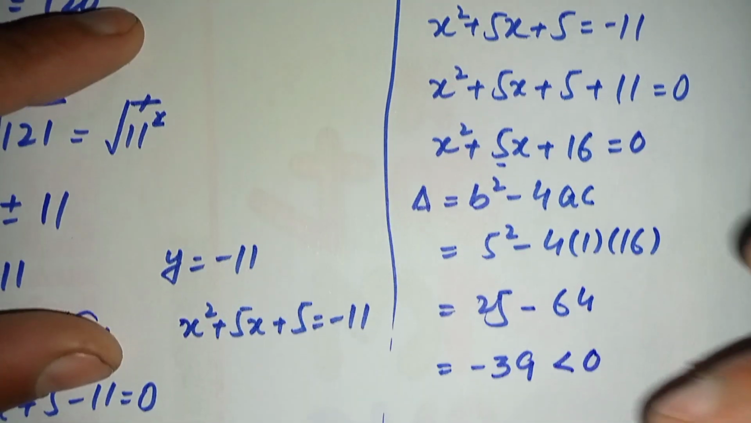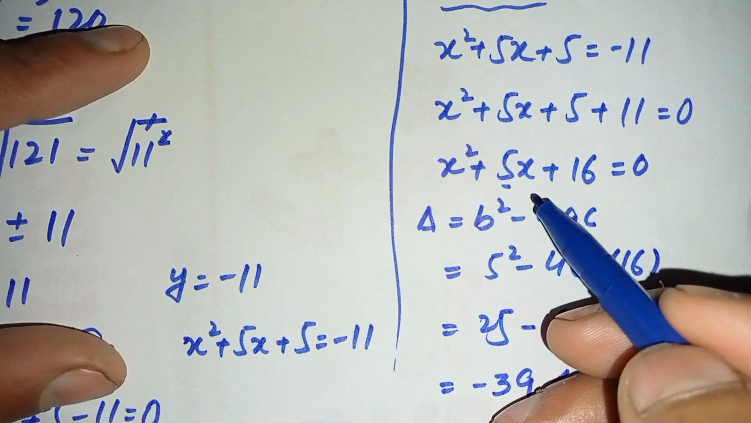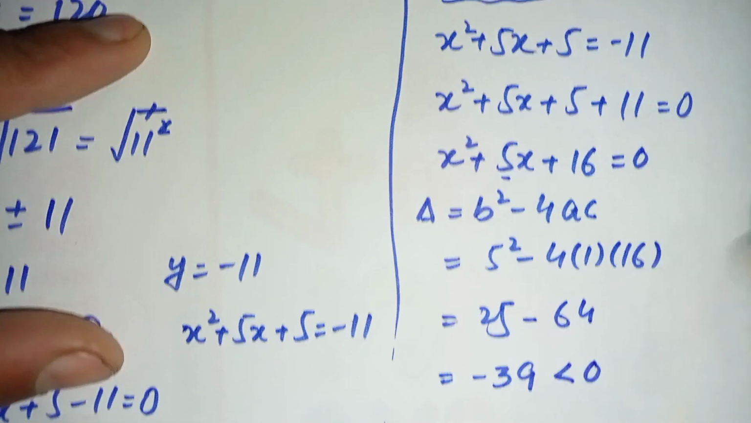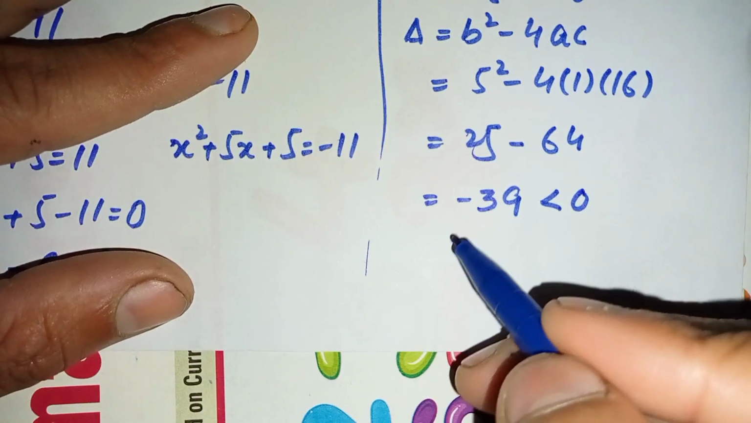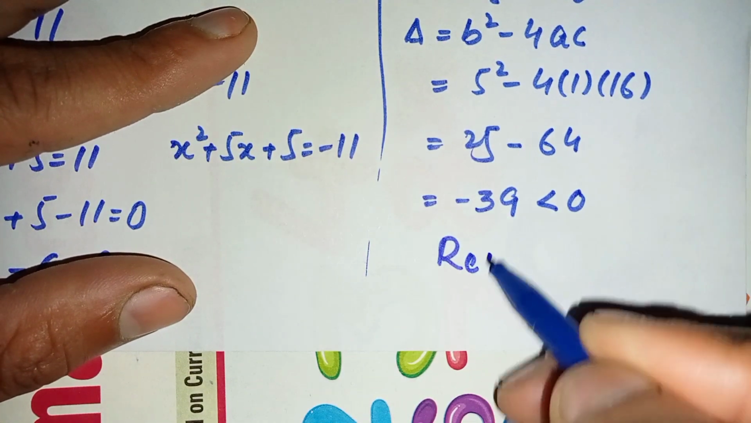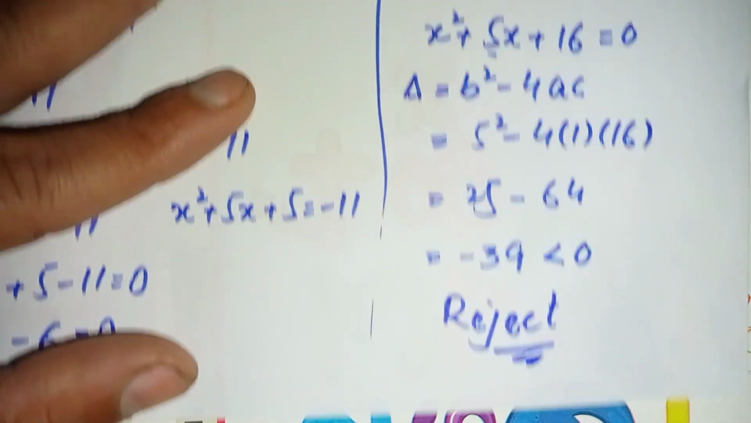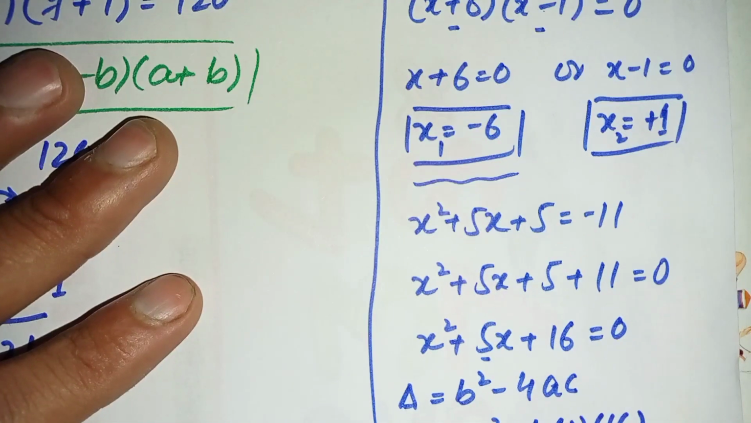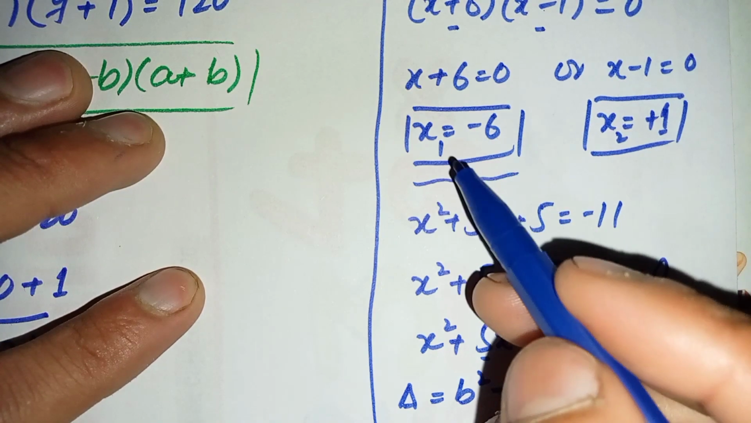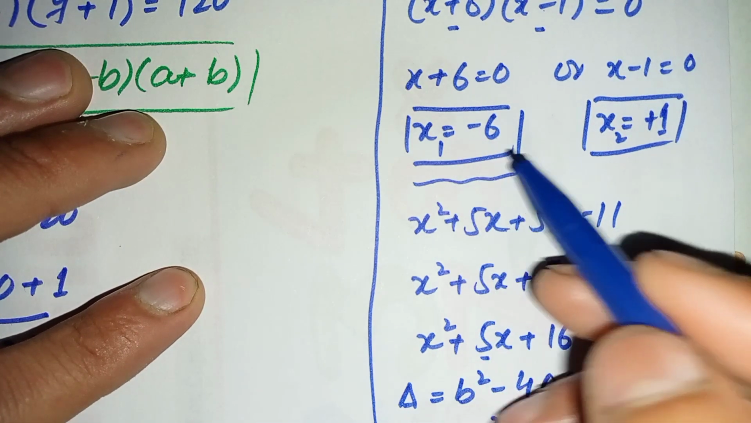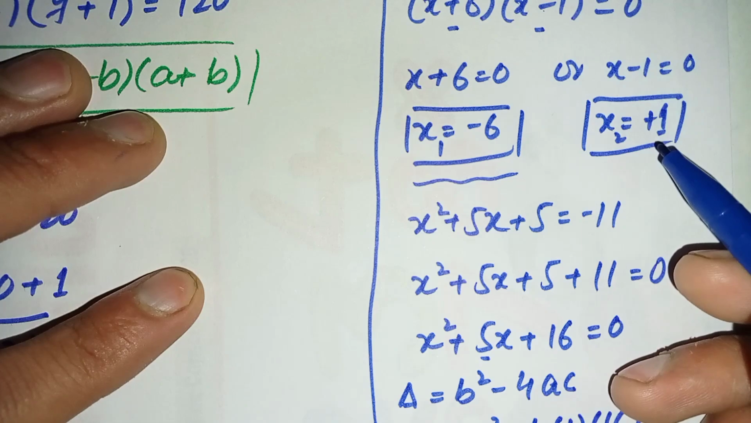So it means that the roots of this quadratic equation are complex, imaginary. So here we will reject to find the roots of this quadratic equation. So we have only two possible values of the given algebraic equation, that are x1 is equal to -6 and x2 is equal to +1.